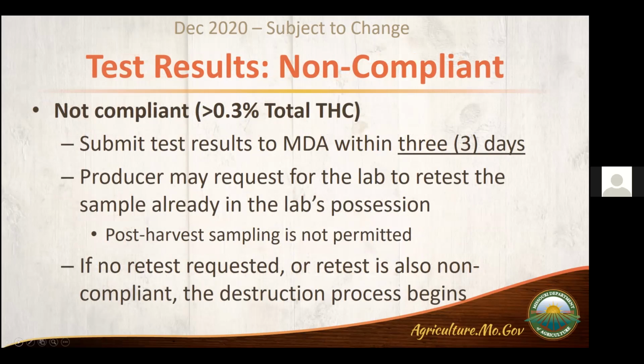Next, they can request for the lab to retest the remaining portion of the sample, if they believe the results were made in error. If the lab cannot for any reason, or that retest also comes back hot, the destruction process will be initiated. There is no post-harvest sampling permitted.